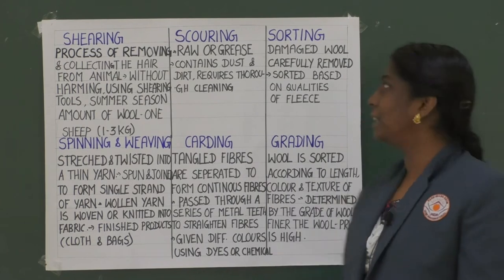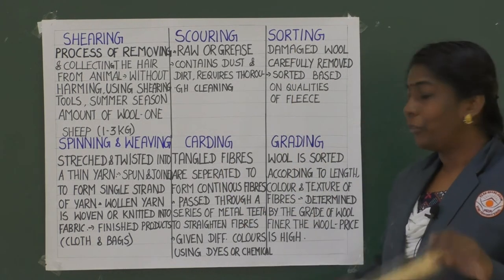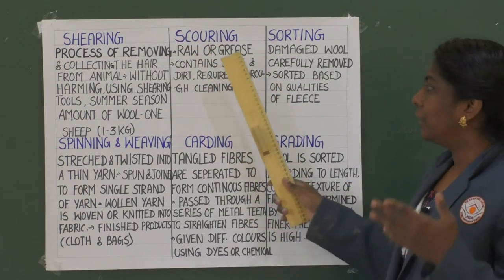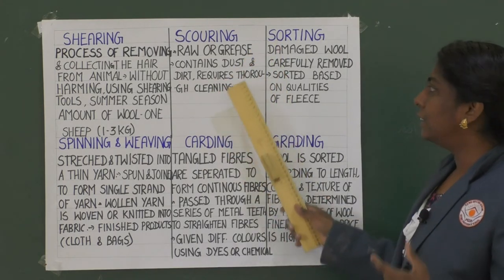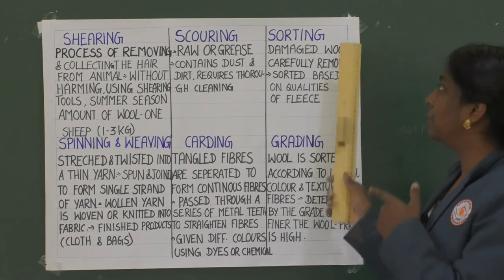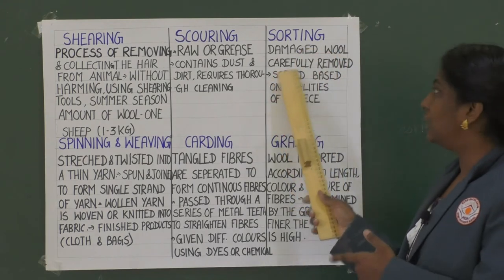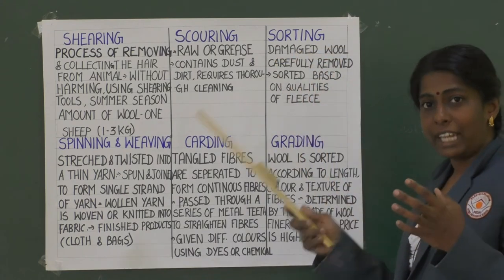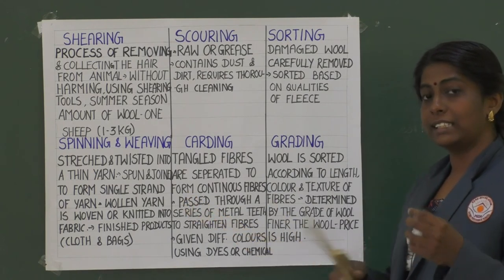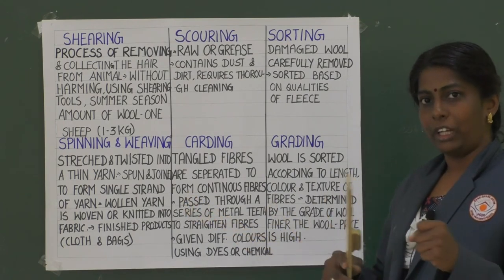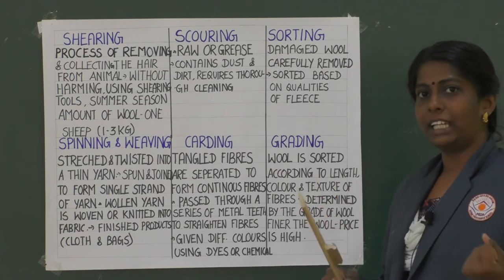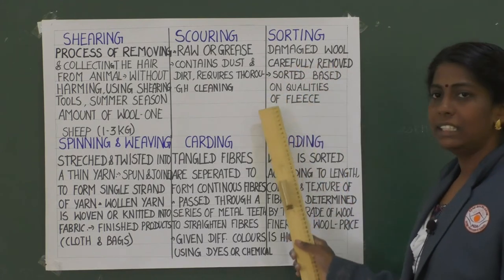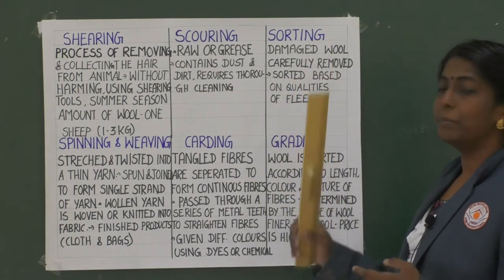Now the third step, sorting. What will happen here? In the scouring step, thorough cleaning is done. Further, the same fleece is carried to the next step, sorting. Here, the damaged wool is carefully removed. It might have different types of fleece, so the damaged or inferior ones are selectively taken away. The fleece is sorted based on its quality. So that is the step of sorting.